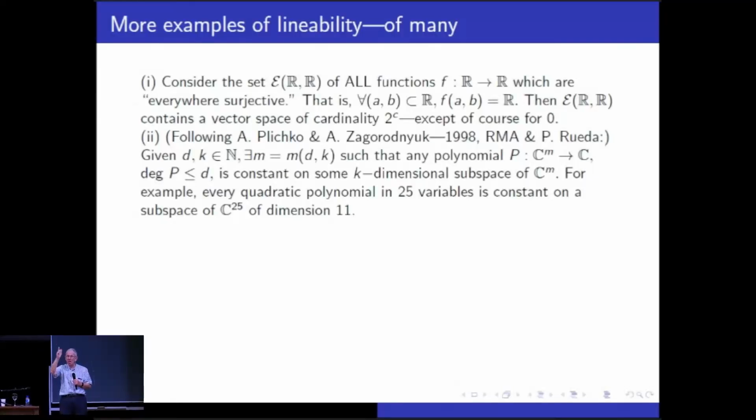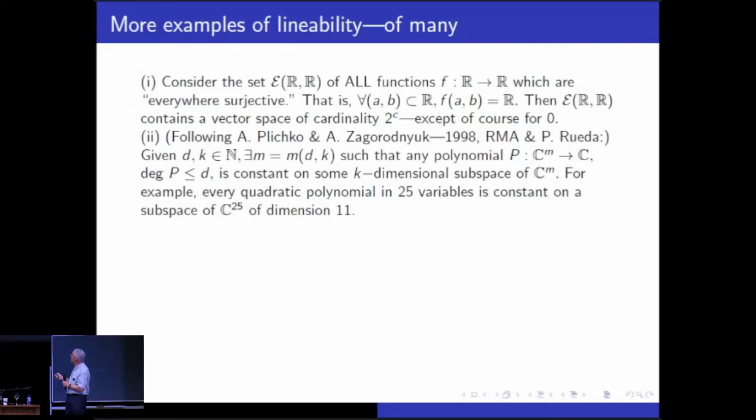Take any complex polynomial in m variables, of degree D or less. It will be constant on a subspace of dimension K. Okay, now this is a result that actually solved a problem in the Scottish book at the end, more or less, of the 1990s.